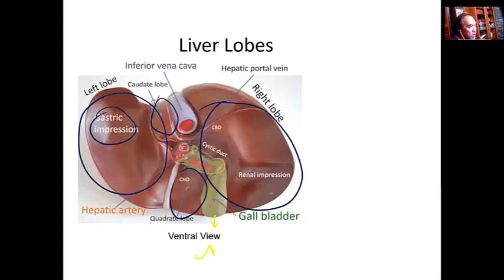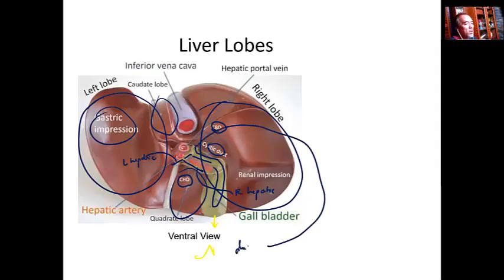So I got two ducts embedded on the liver. That's going to be my left hepatic, that's close to the left lobe. And this duct is my right hepatic. It goes to the right lobe. Then becomes one, the common hepatic duct. And then it goes to the cystic duct, goes to the gallbladder. Then from the gallbladder it exits onto the cystic duct and becomes the common bile duct, CBD. That's the one that goes to the duodenum.